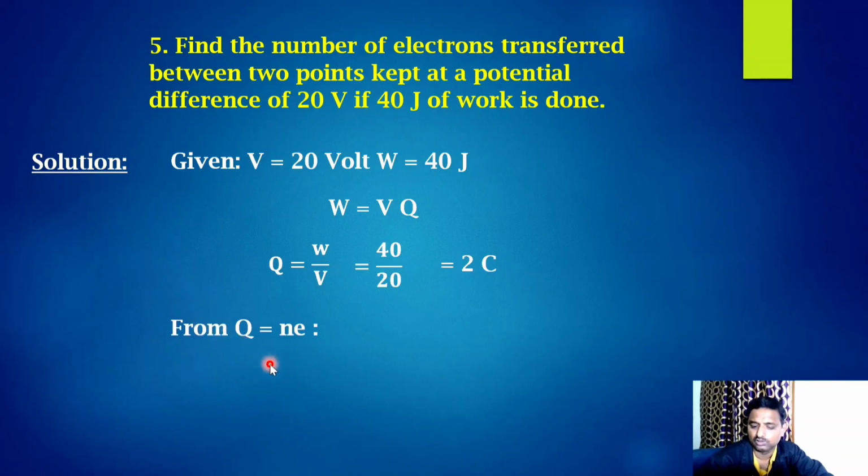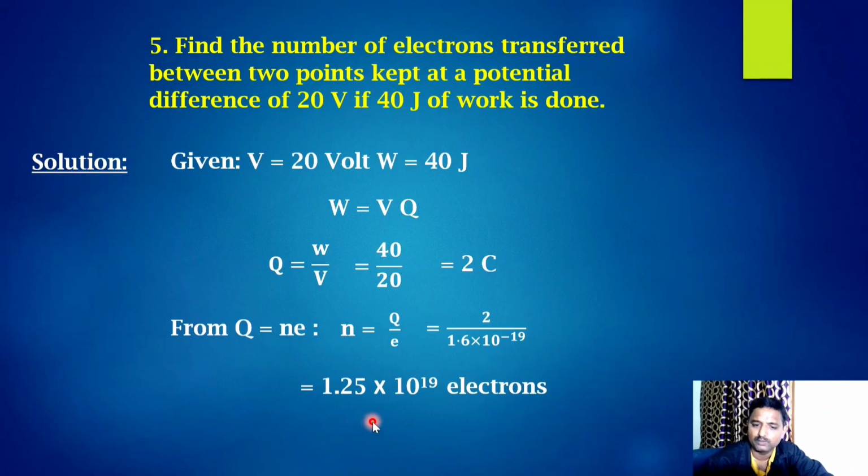See, from Q is equal to N e, we can find number of electrons, that is N is equal to Q by e. Now I substituted in the place of Q 2 coulomb and in the place of e charge of electron. Then I got 1.25 into 10 power 19 electrons.